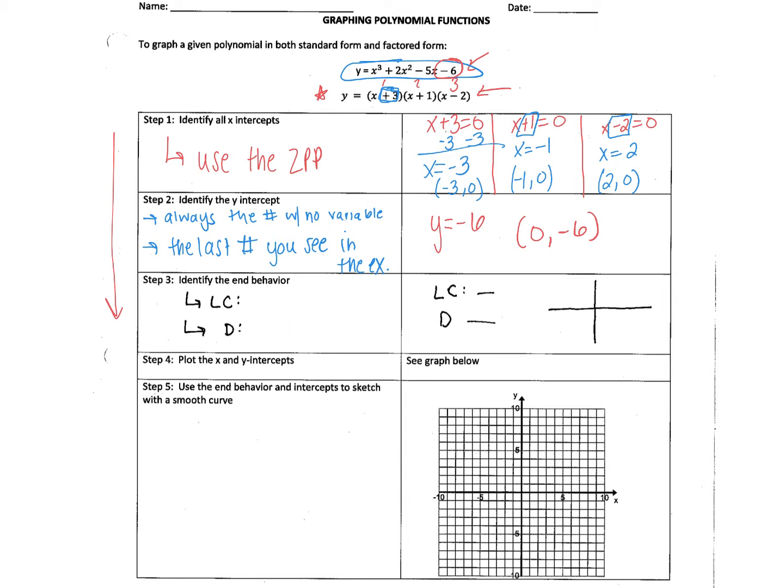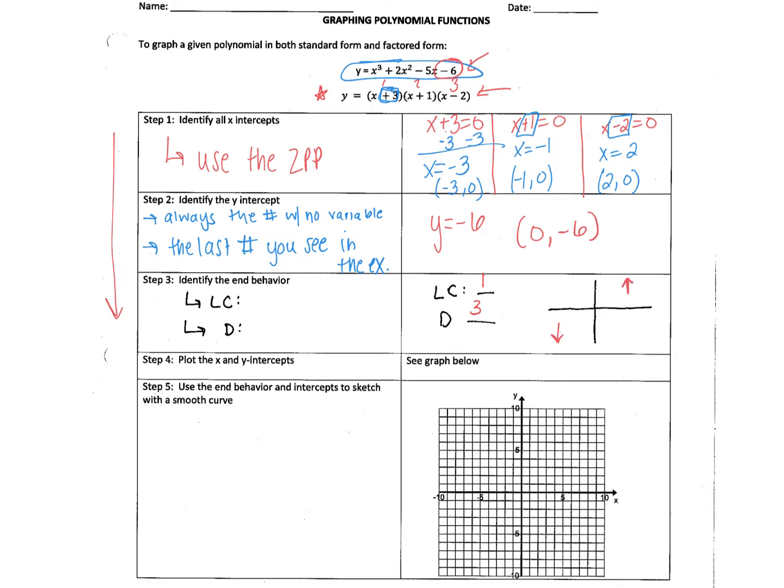Then lastly, you're just going to identify your end behavior. Okay, so the first thing you're going to do is you're going to write the coefficient, and in this case, the coefficient's 1, and the degree is 3. So what you're going to need to do is you're going to have to go back to your notes from the other day and see what your end behavior is going to look like. Okay, so when I have a positive coefficient and an odd degree, my arrows are going to be down, then up.